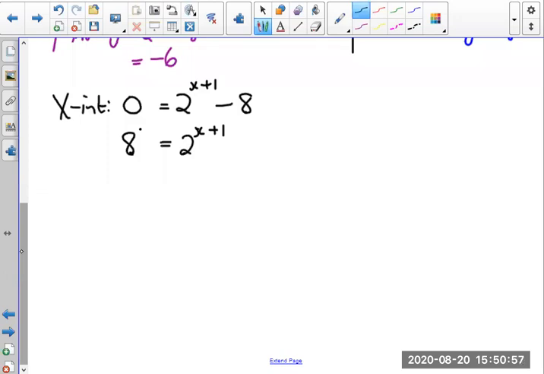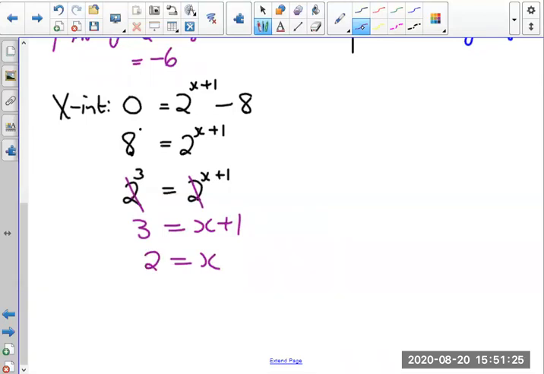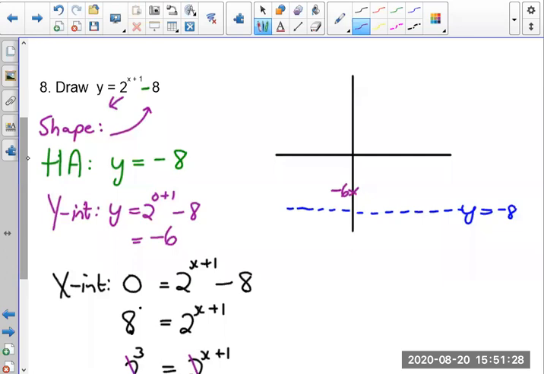Now, can you change this 8 to a 2 to the something? Because here you have 2 to the x plus 1. Yes, 2 to the 3. And because 2 to the 3 is equal to 2 to the x plus 1, I can say that 3 equals x plus 1. The exponents are the same. So therefore, x equals 3 minus 1 is 2. And there's my 2, my x-intercept. And can you see? There's my equation, my graph.